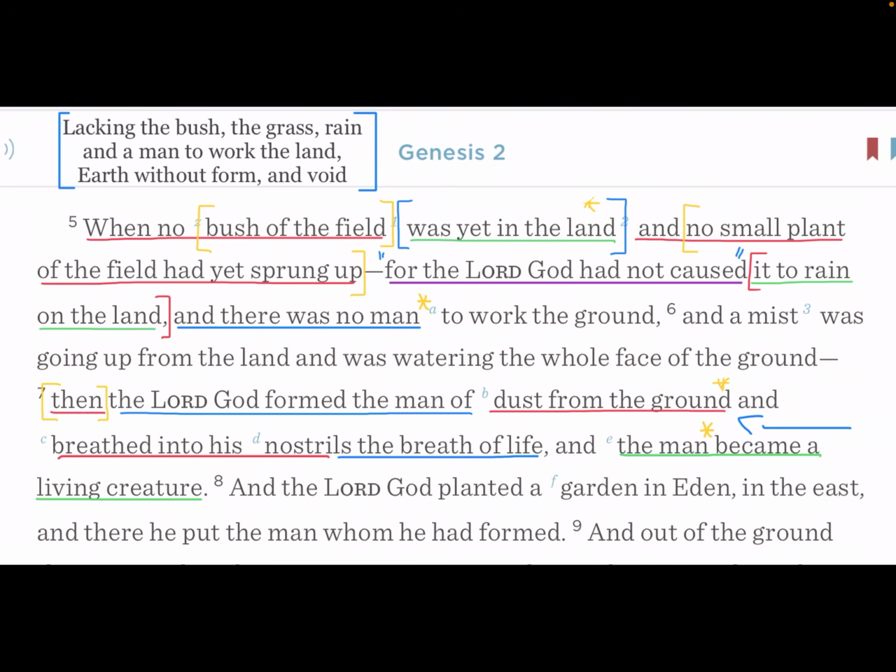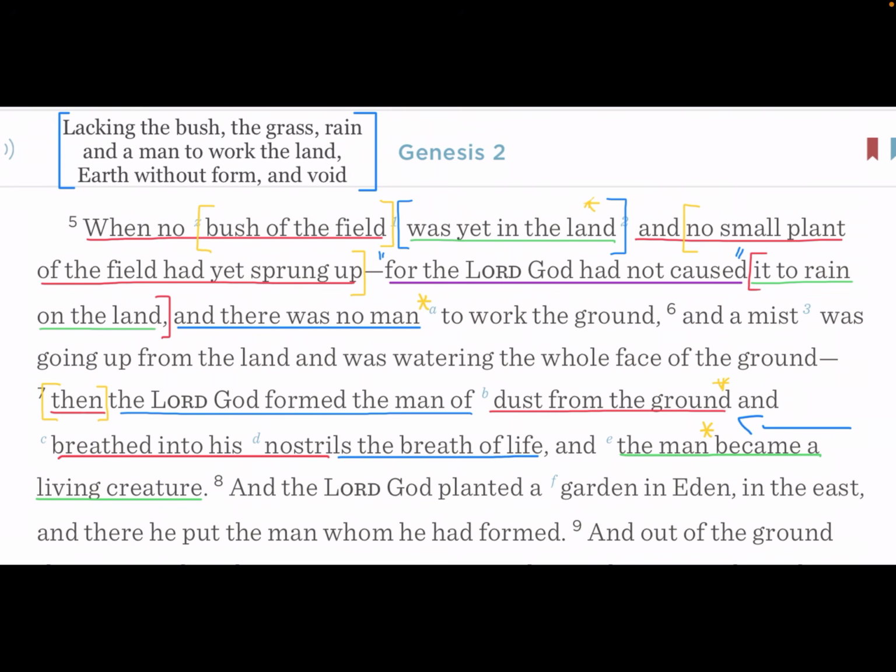So, lacking the bush, lacking the grass and the rain, and a man to work the land, we get a description here of an earth that is without form, and it's unfilled. It's void. The earth was without form. There was no bush of the field. There was no small plant. There was no rain because no man was there to be able to work that ground. So as a result of that position, then the Lord God formed the man from the dust of the ground and breathed into his nostrils the breath of life, creating man, the living being.